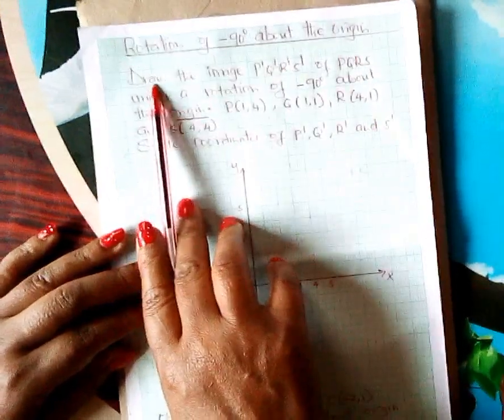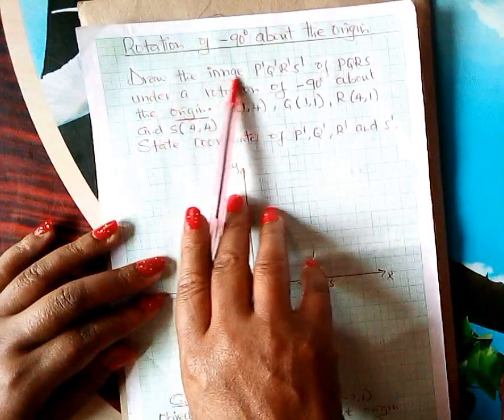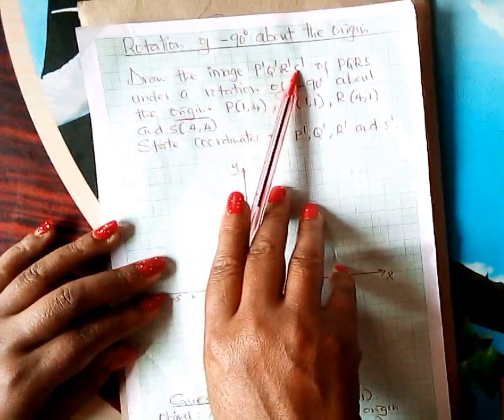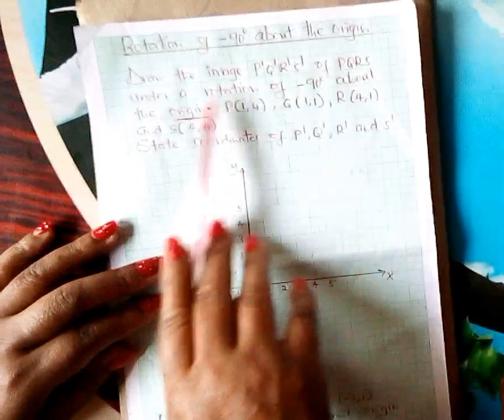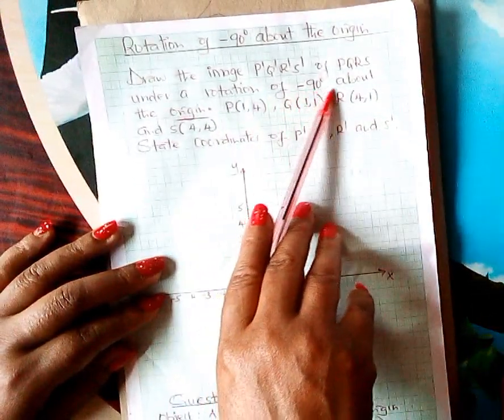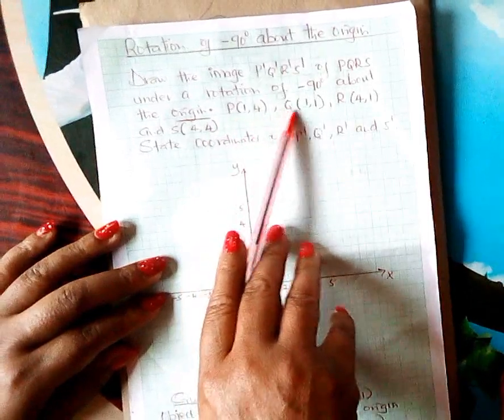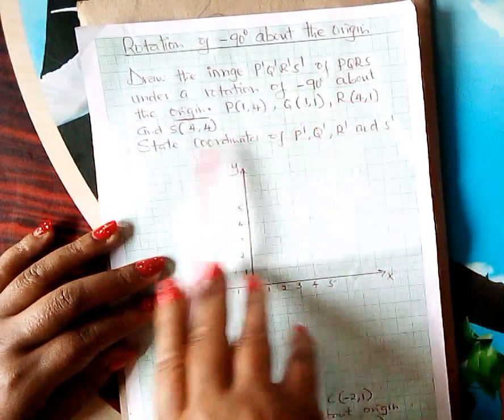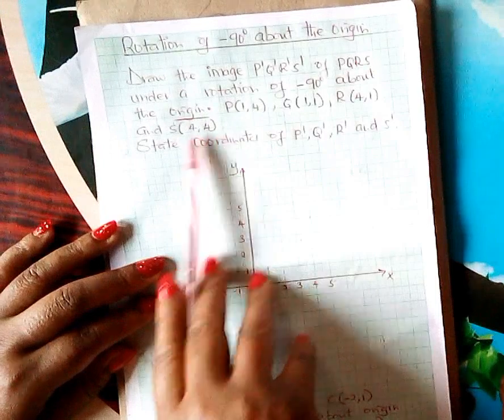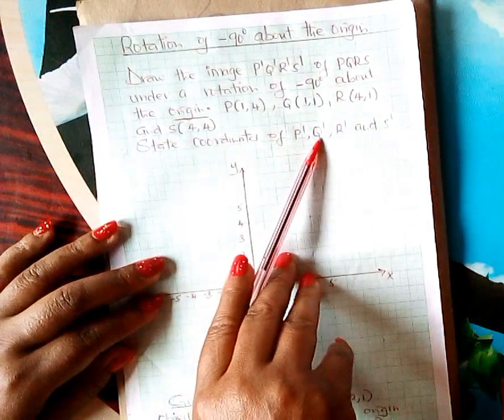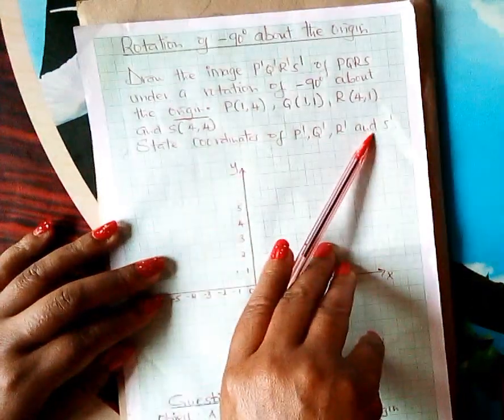So let us look at this, learner. Draw the image P prime, Q prime, R prime, S prime of PQRS under a rotation of negative 90 degrees about the origin. P is at (1, 4), Q (1, 1), R (4, 1), and S (4, 4). Then state the coordinates of P prime, Q prime, R prime, and S prime.